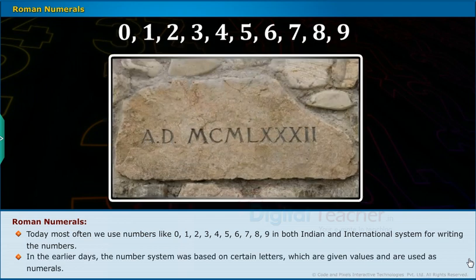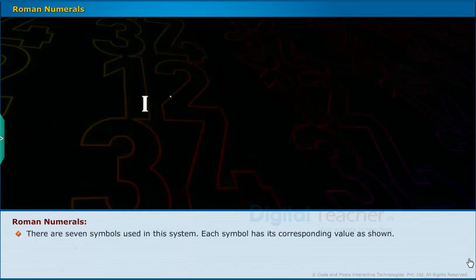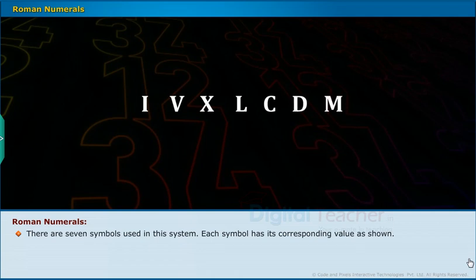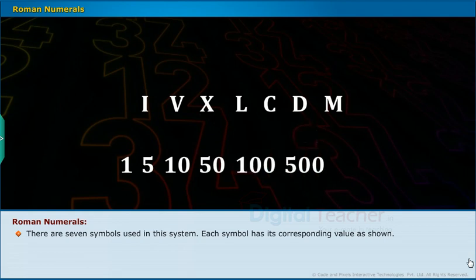In the earlier days, the number system was based on certain letters which are given values and are used as numerals. There are 7 symbols used in this system. Each symbol has its corresponding value as shown. I represents 1, V stands for 5, X means 10, L is used for 50, C marks 100, D indicates 500 and M is 1000.